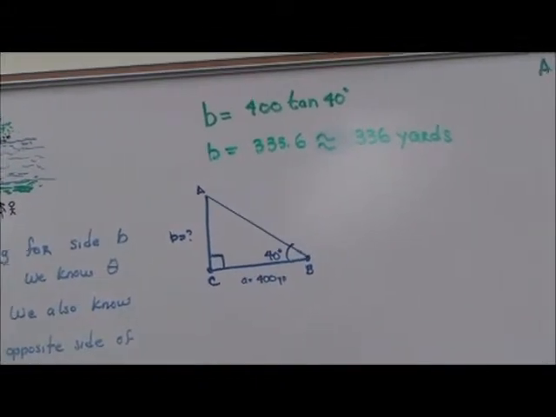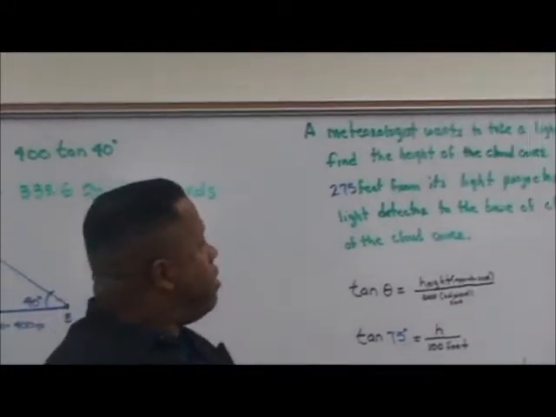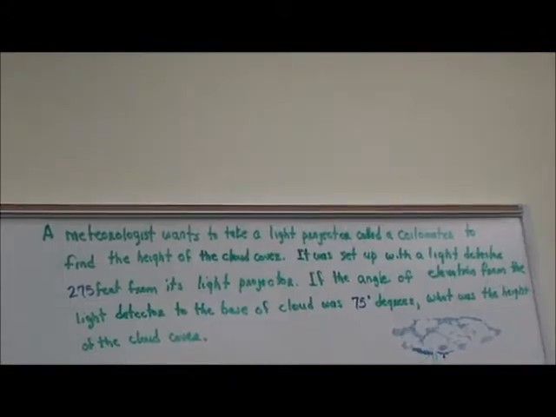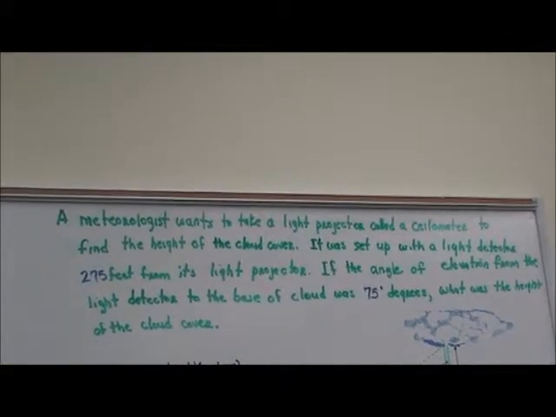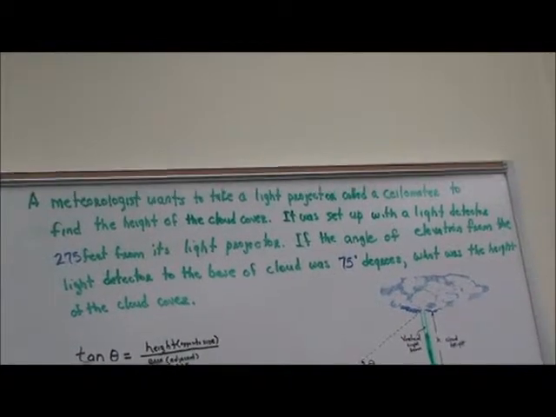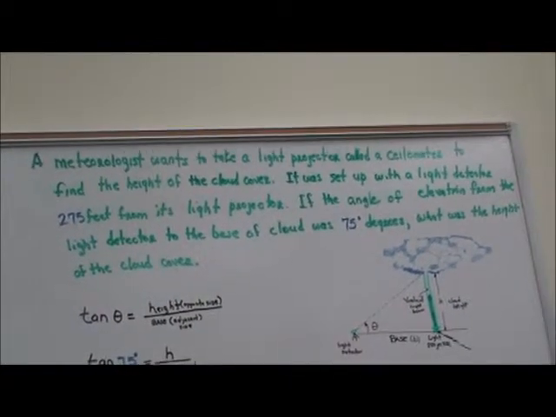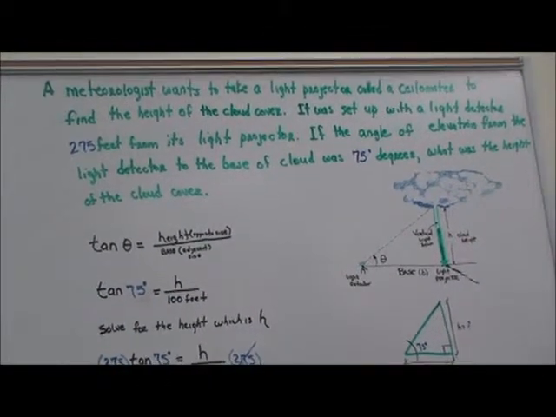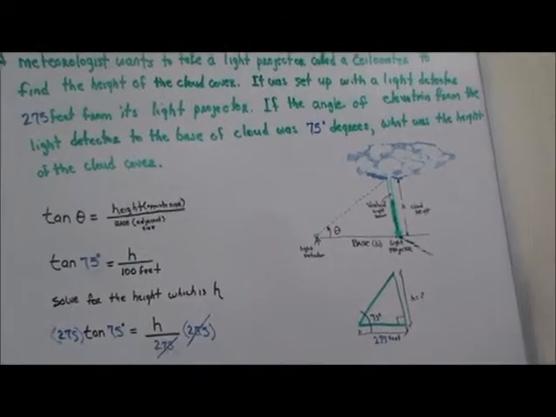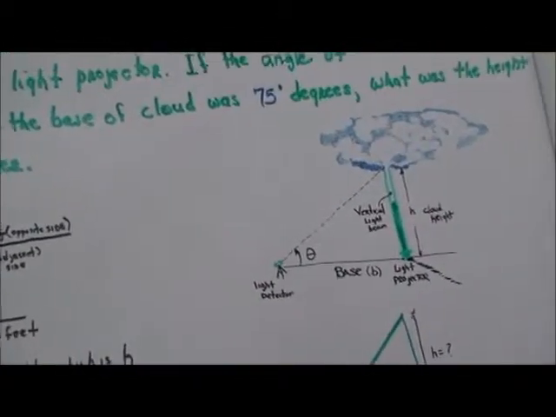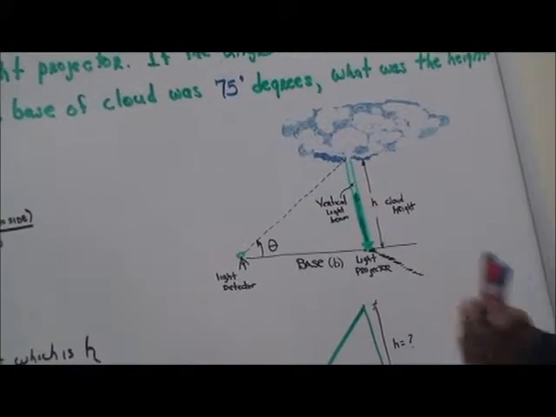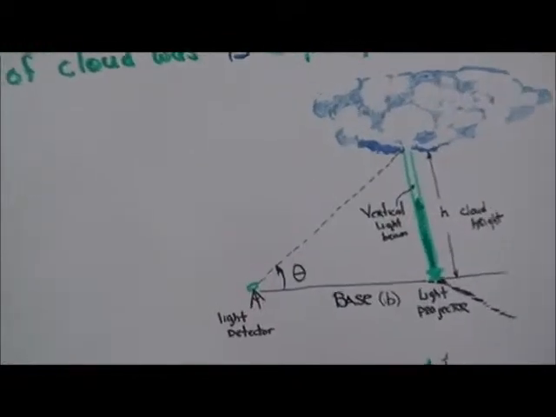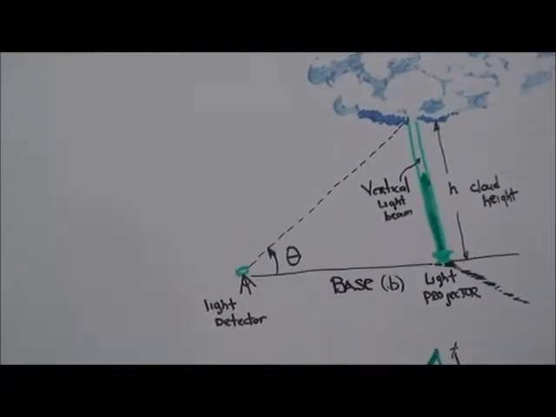Let's do another problem. A meteorologist wants to use a light projector called a ceilometer to find the height of the cloud cover. It was set up with a light detector 275 feet from its light projector. If the angle of elevation from the light detector to the base of the cloud was 75 degrees, what was the height of the cloud cover?